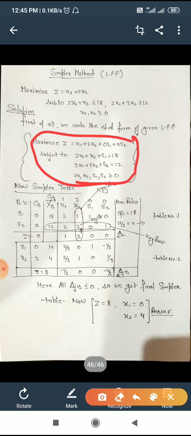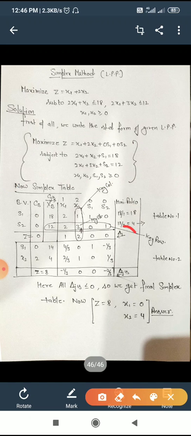Now we start. First of all we have to calculate Z. Z is equal to CB into XB, that means 0 into 12 plus 0 into 18, so Z is equal to 0.